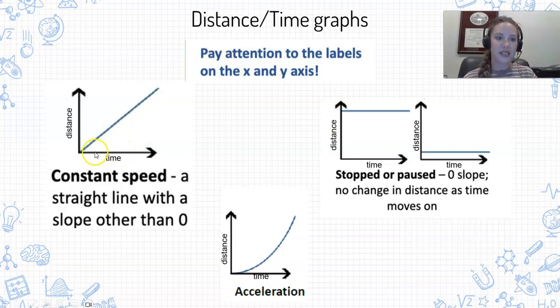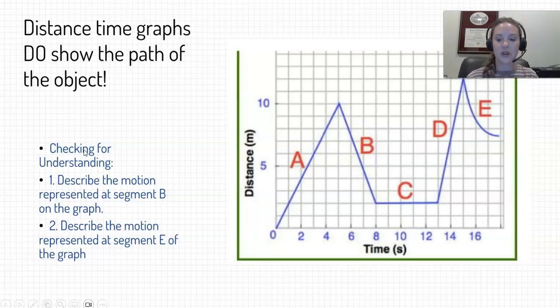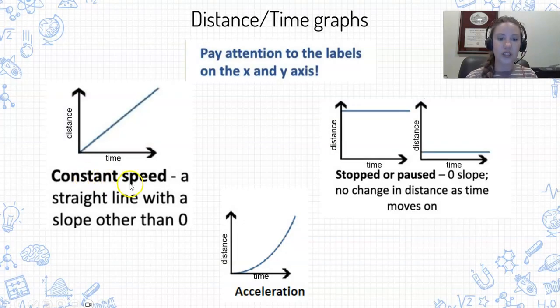So if you see here, in a constant speed, you'll see a straight diagonal line, okay? A straight diagonal line, because what you're looking at is for every second that ticks by, I travel the same amount of distance. So I'm not gaining speed, I am not losing speed. For every second that ticks by, I'm gaining the same amount of distance, okay?